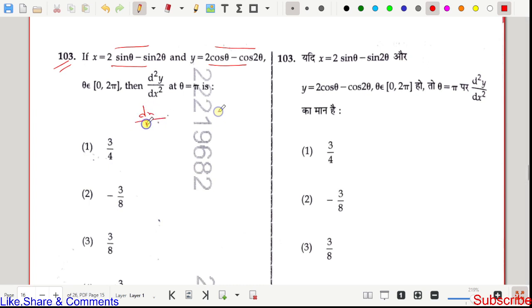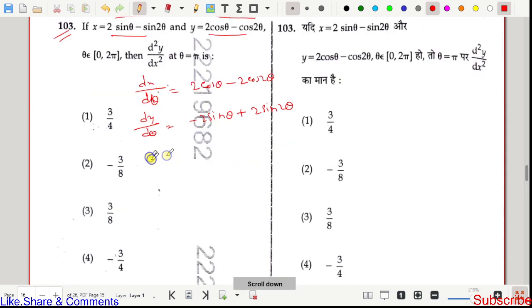That means dx/dθ will be 2 cos θ minus 2 cos 2θ. Similarly, dy/dθ will be minus 2 sin θ plus 2 sin 2θ. Clear?